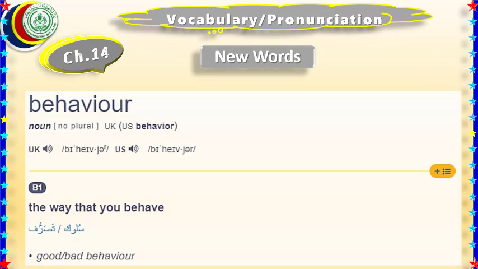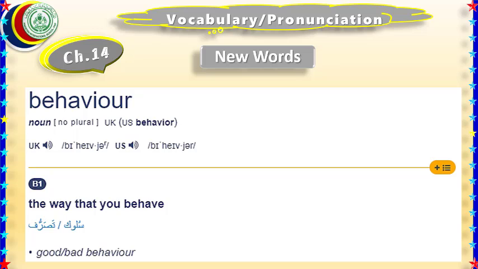First of all, we shall start from a few new words. Some of you may be familiar with some of these words, but we shall try to understand their correct meaning and pronunciation. Here is behavior. Behavior is the way in which we behave with others. This is our way to deal with others. That is called behavior.